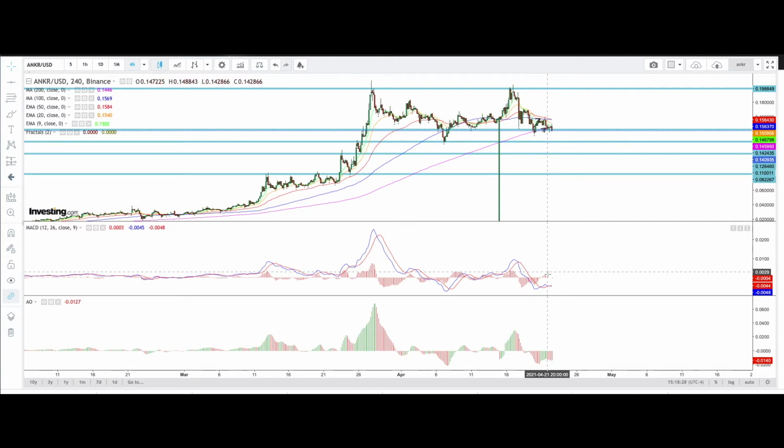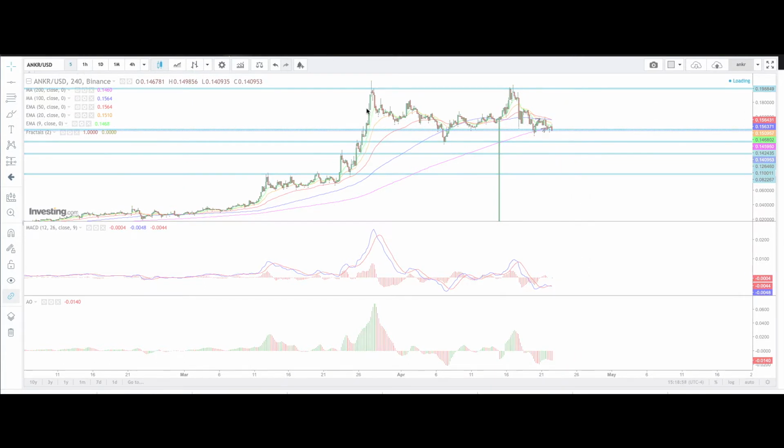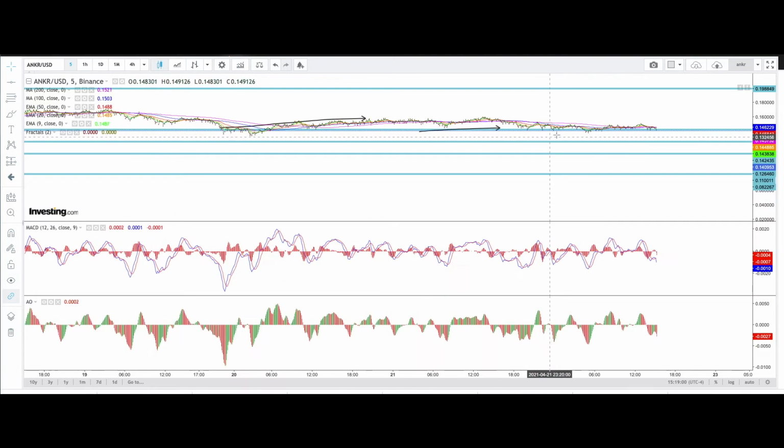The MACD is below zero. The awesome oscillator is in red. These are all signs of a downtrend. If you believe even 1% that you are trading against a machine, okay, then you have to know that the algorithms are going crazy right now, because every indicator is triggering them to sell. And if you look at the 5-minute chart, it's even more obvious.